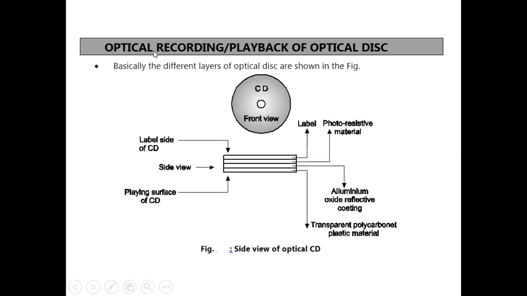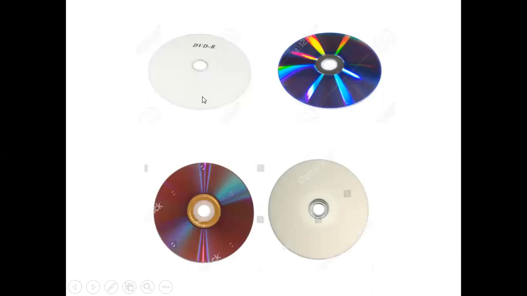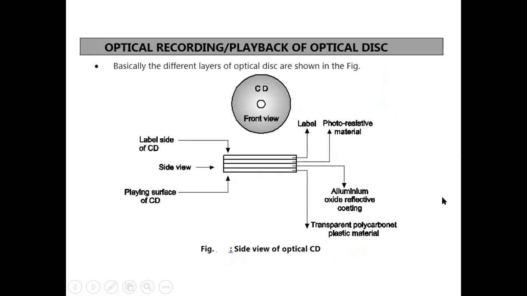Now, if you consider a simple optical disc or playback of an optical disc, the different layers of the optical disc are shown in the figure. The front view is given, and this is the side view. If you see it carefully, I'll just show you. This is the front side and this is the back side. So let us see what is there between front and back.